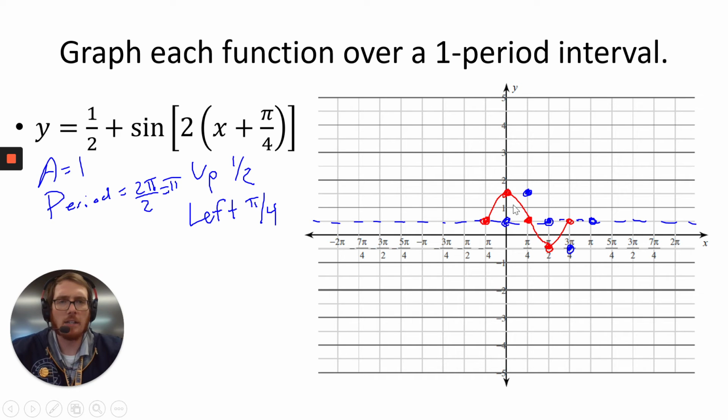Notice here, I started with these points of what it would have been if I wouldn't have had a shift to the left or right, and then I moved all those points to the left, one location for this pi over 4, and then that would be one period of that graph. Remember, the period has shrunk down from 2 pi to pi. The amplitude is still 1, so it's still going up and down 1, but it's from 1/2 as the main equilibrium as opposed to the x-axis.